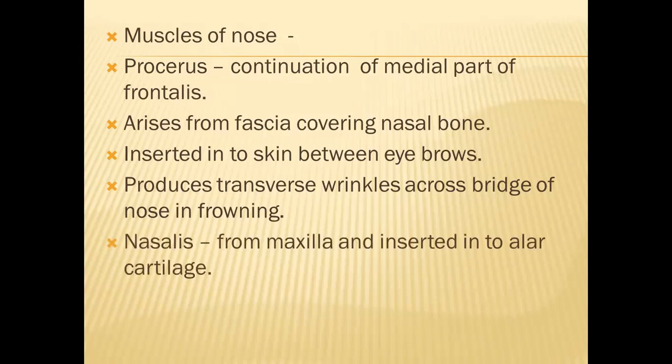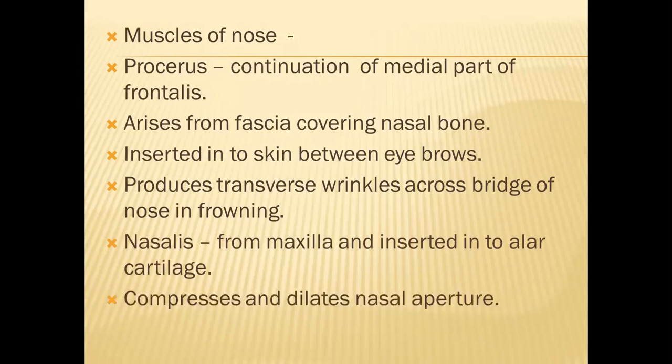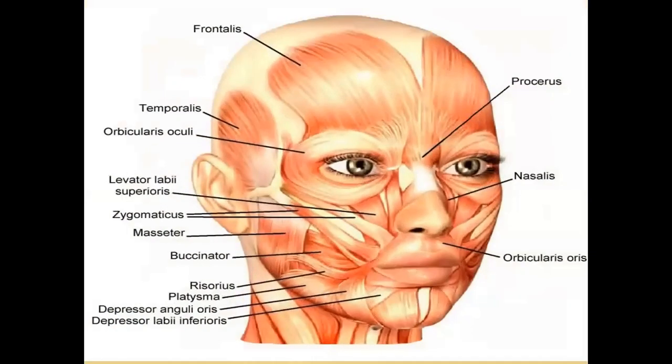And the nasalis muscle takes origin from the maxilla and inserts on the alar cartilage. Ala means the wing. Just over the nose, we can find the cartilages on both sides. So this is called the ala, and it compresses and dilates the nasal aperture. This is the action of the nasalis muscle. Again, you can see the nasalis muscle, this one.